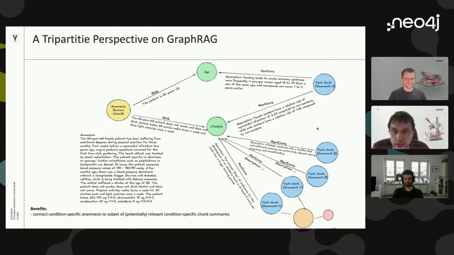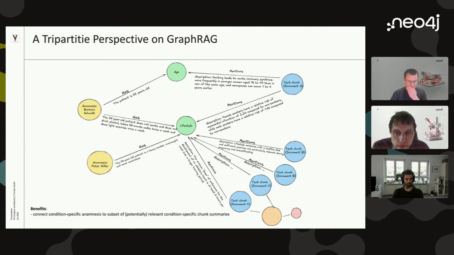As a description, the LLM gave us that the patient is 60 years old. Then we have a lifestyle evaluation, and here it says the 66-year-old patient does not smoke and does not drink alcohol, takes 30-minute walks twice a week, and does light exercise once a week. So now we have it fully connected: patients connected to these conditions, and our text chunks connected. Now to the question, what can we do with it? Here is an additional example. We can connect more than one patient, and it actually gets interesting.